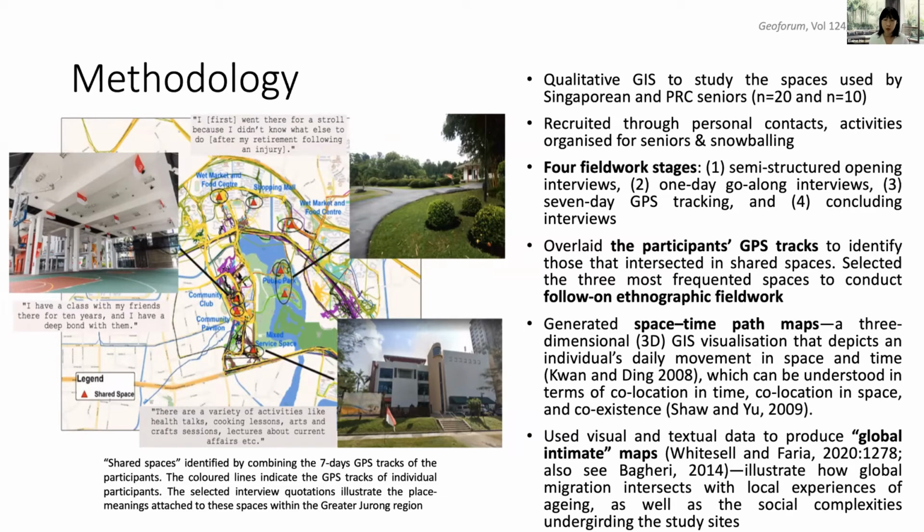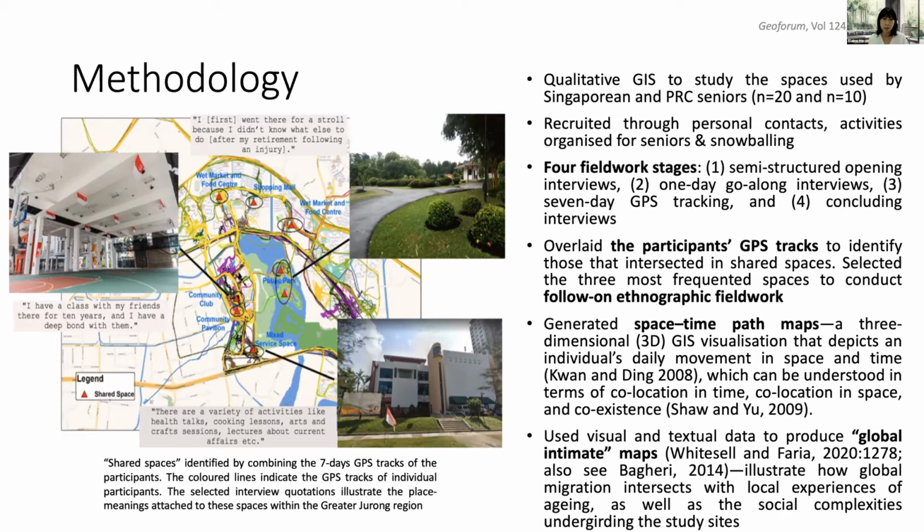So our fieldwork consists of 4 stages. We started with a semi-structured opening interview to identify the suitability of the participant for follow-on, go-along interviews and 7-day GPS tracking. And then following these steps, through the GPS tracking, we generated maps that we used to conduct concluding interviews to ask the seniors about the places they go to, why they go there, and to also observe what their mobility patterns are like.